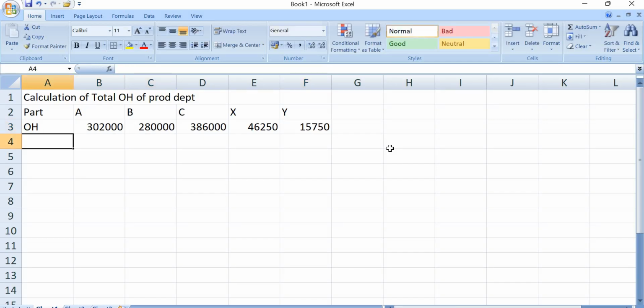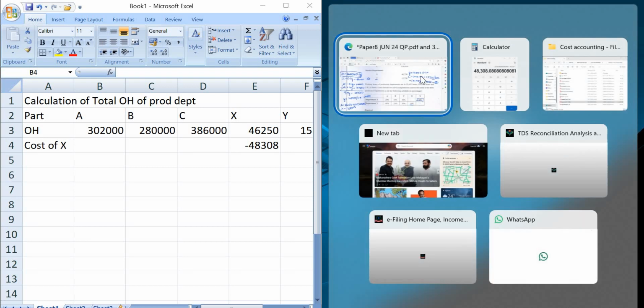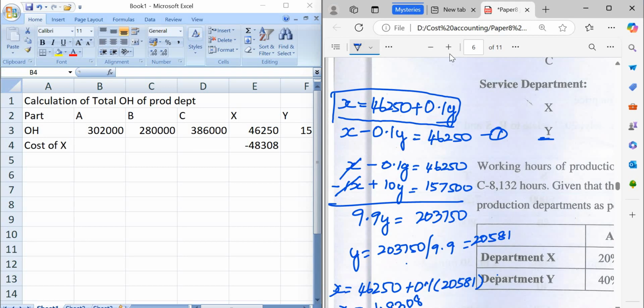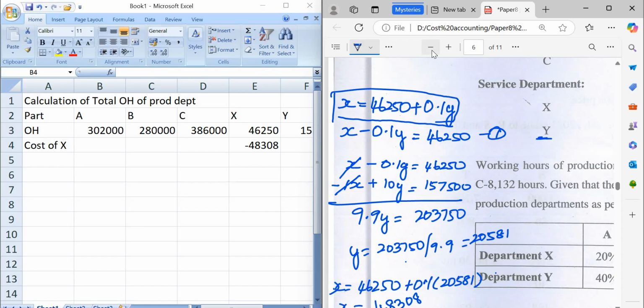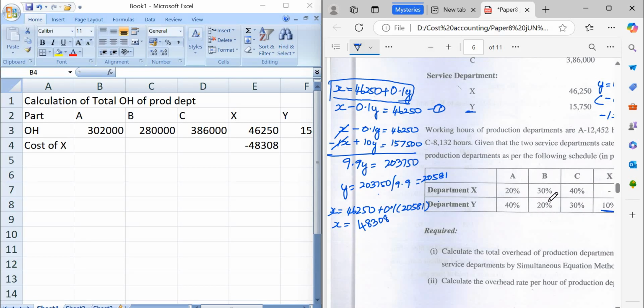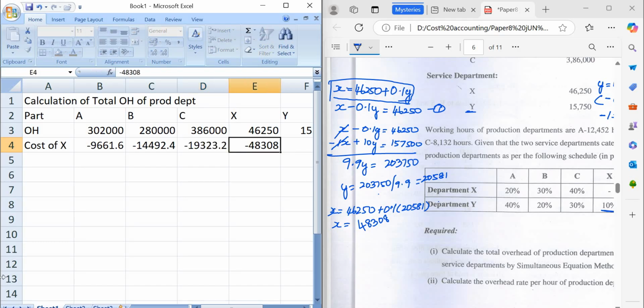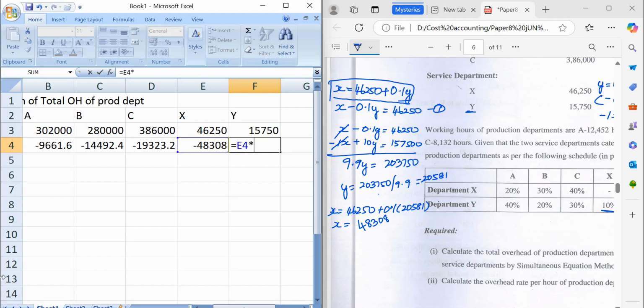So for X I have already calculated. The cost of X, which we calculated as 48,308, I am apportioning in the percentages they have mentioned in the question, that is 20, 30, 40. So 48,308 into 20 percentage, 48,308 into 30 percentage, 48,308 into 40 percentage, and for Y it is 10 percentage.